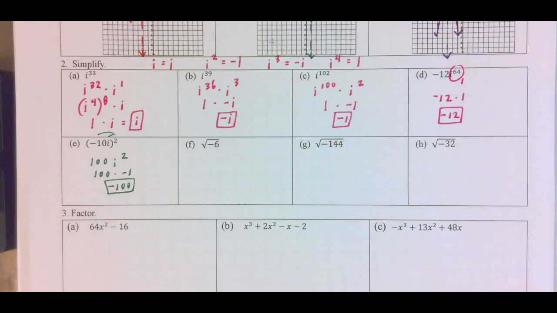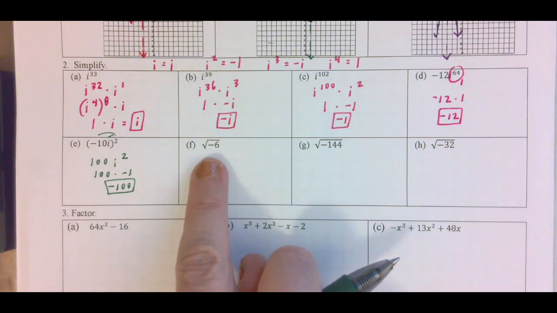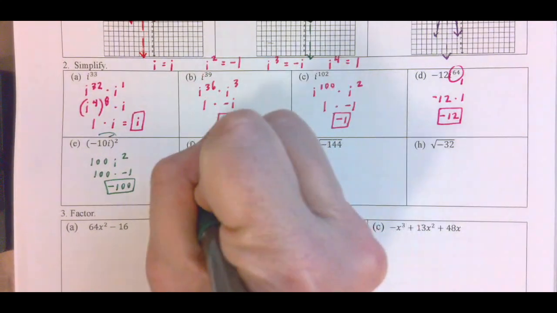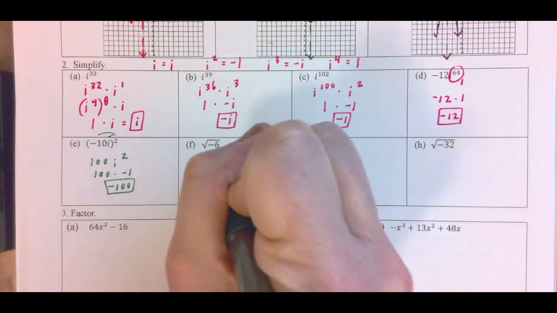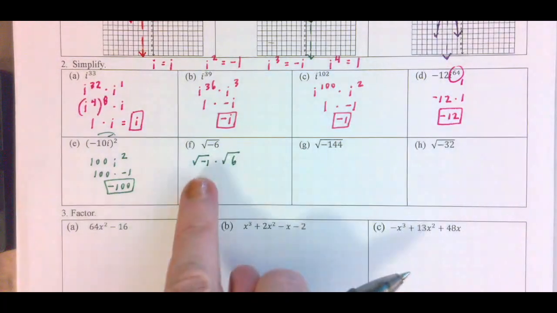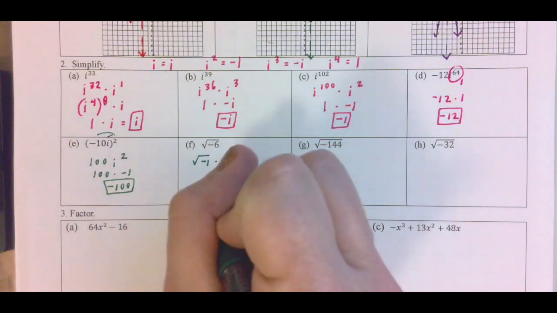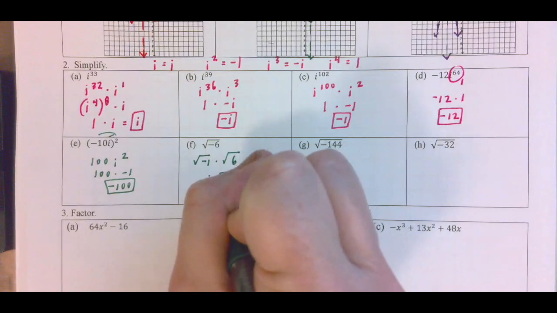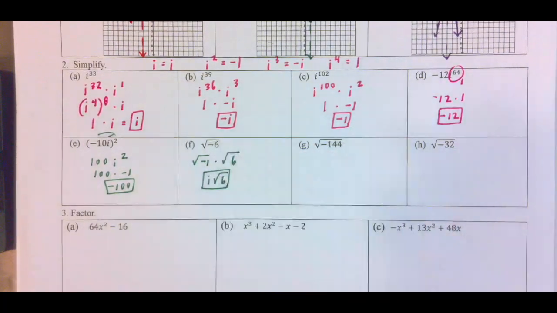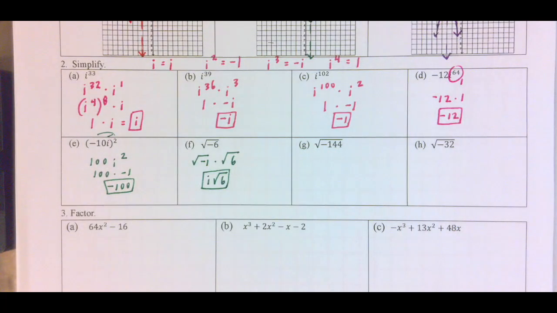All right, so then moving to the next one. Here I have the square root of -6. So the way that we think about that is the square root of -1 times the square root of 6. And anytime I see the square root of -1, that's just i. So we write our answer as i root 6, just like that.